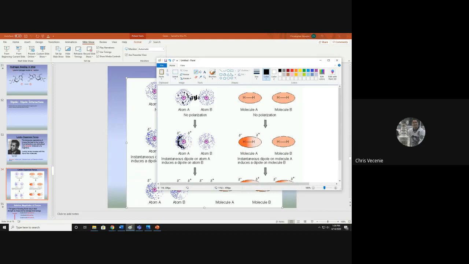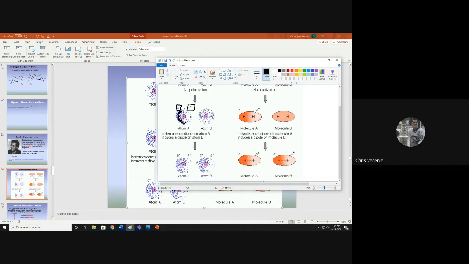It's kind of like I let you walk anywhere in school, and it just so happens that you all end up down by the gym just due to your random movement. Well, because all those electrons are down there, that area becomes partially negative, and that area becomes partially positive. And the same thing happens on the other molecule. We get another atom that's doing that as well, and we get that dipole attraction.